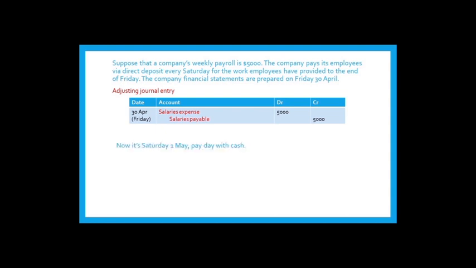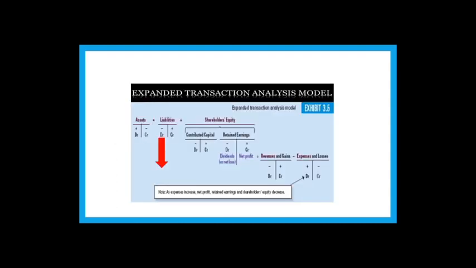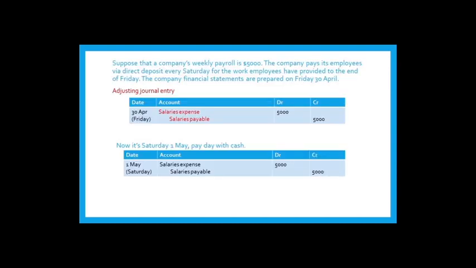Now, it's Saturday, the 1st of May. Payday with cash. So we paid them back. So the liability we owe decreases. That is the account we mentioned earlier, salaries payable. It decreases, so it is debited, as we know by the credit and debit rules. And we paid them back in cash, so our assets decrease. It is credited. And here we have a journal entry to account for it.